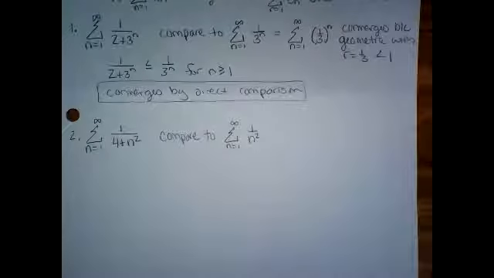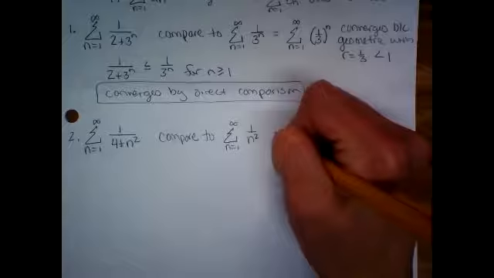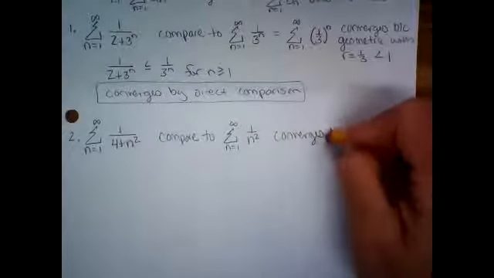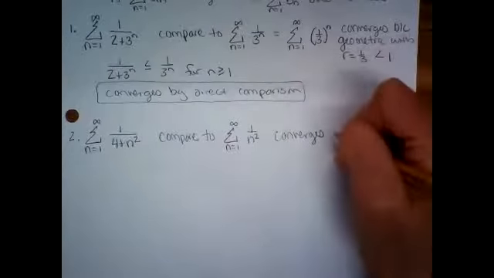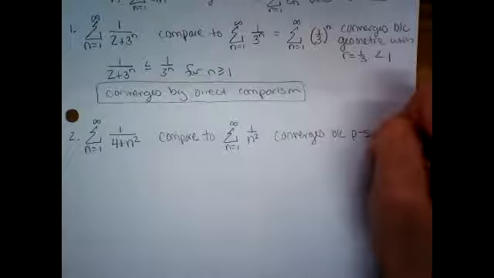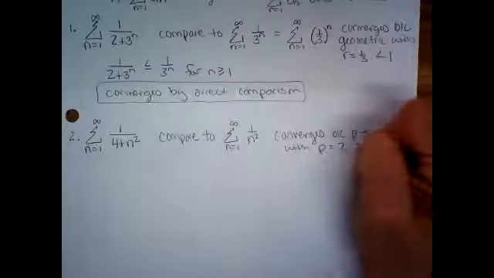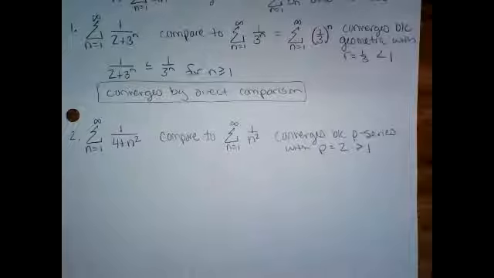So what conclusion can we draw about that one? Good, it's a p series and p is bigger than 1. So it converges, because it's a p series with p equals 2, which is bigger than 1.